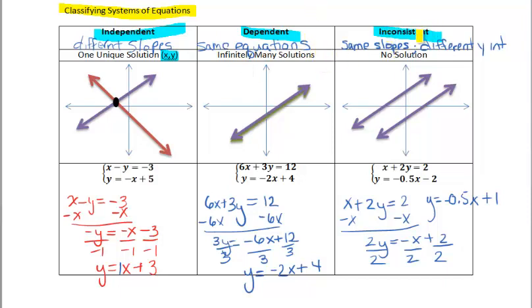And inconsistent systems are going to be systems that create parallel lines, and I can identify that by equations that have the same slope but start at different points, different y-intercepts. You'll need to know this vocabulary for your test and quiz.